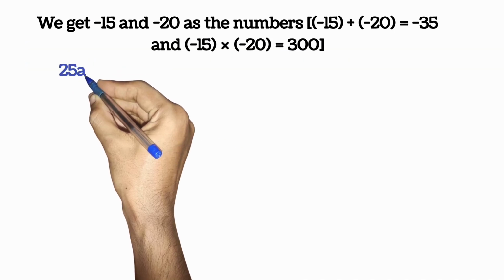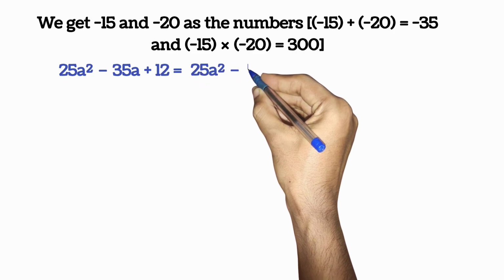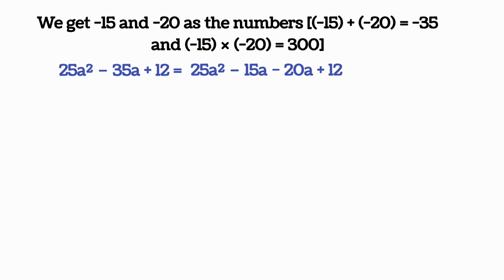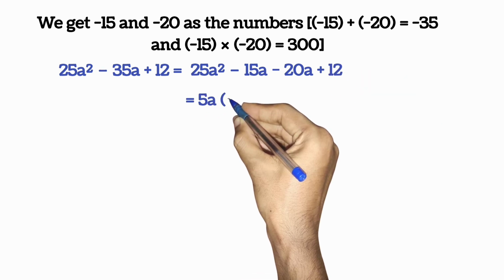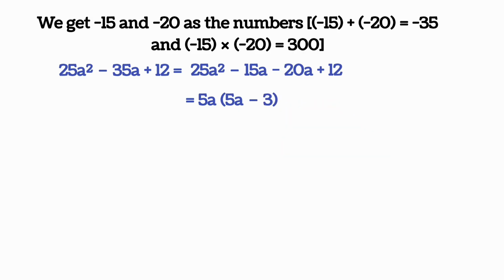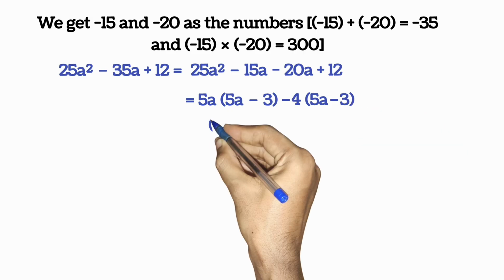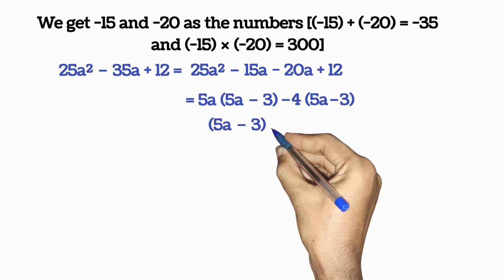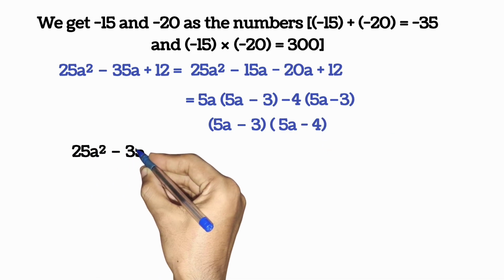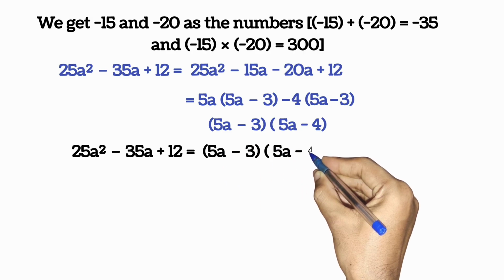So we can write 25a square minus 35a plus 12 equals 25a square minus 15a minus 20a plus 12. Then after taking 5a as a common, we remain with 5a minus 3, and after taking minus 4 as a common, we will again remain with 5a minus 3. Now we take 5a minus 3 as a common, then we remain with 5a minus 4. Then 25a square minus 35a plus 12 is equal to 5a minus 3 into 5a minus 4.